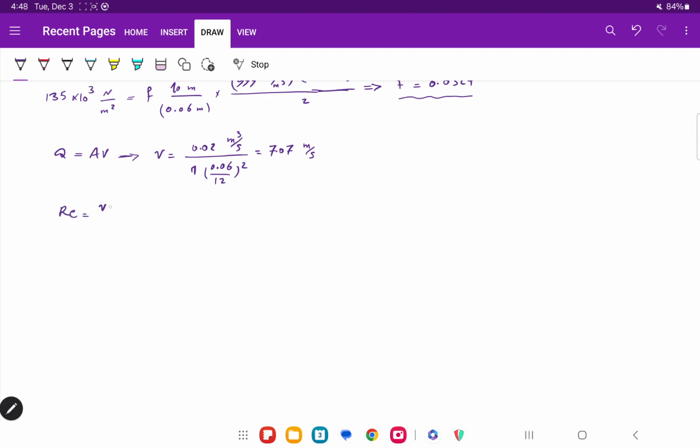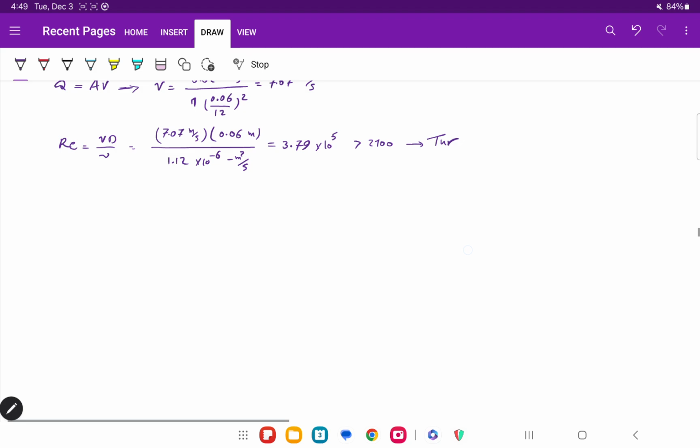Reynolds number equals Vd over nu. Velocity equals 7.07 meters per second. Diameter 0.06 meters, and nu 1.12 10 to the minus 6 square meters per second. So Reynolds number equals 3.79 10 to the power 5. It's greater than the critical Reynolds number, so we have turbulent flow.